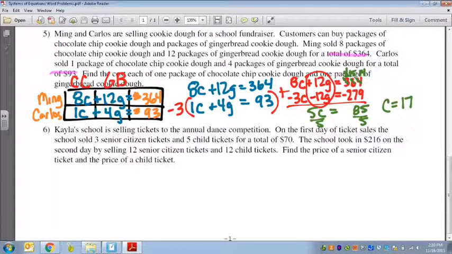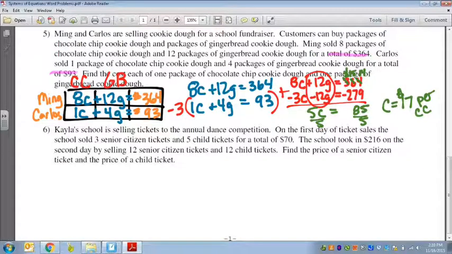Okay, but in a word problem like this, we can't just say 17. We have to actually define what 17 is. So 17 what? Well, in the problem it says find the cost of each package. So $17 would be a good cost. So $17 per package of chocolate chip.